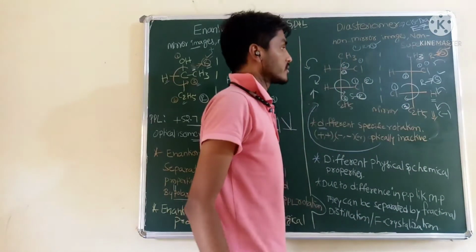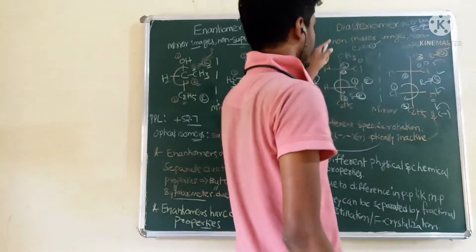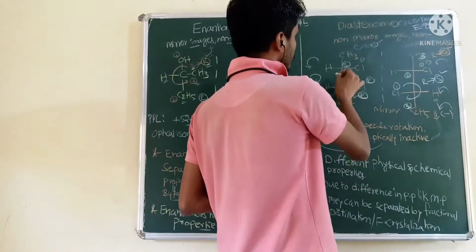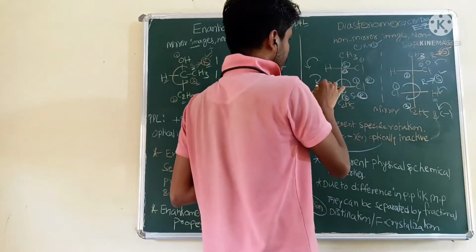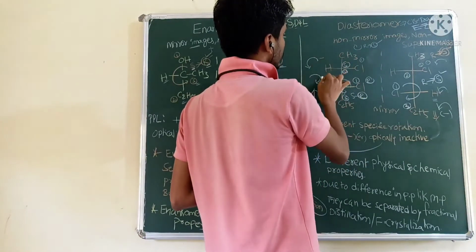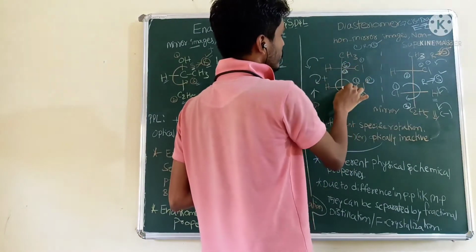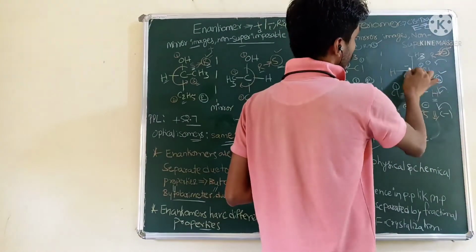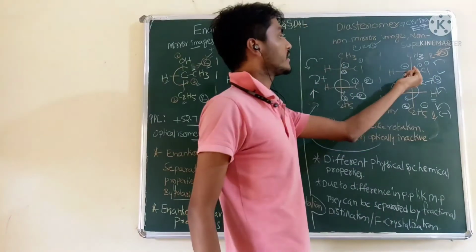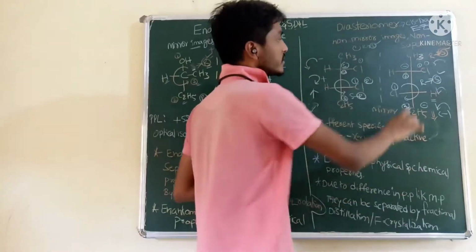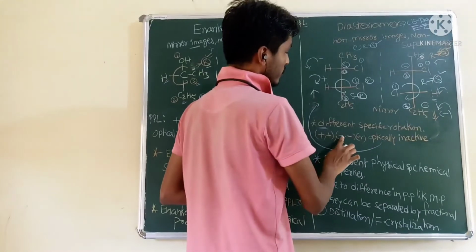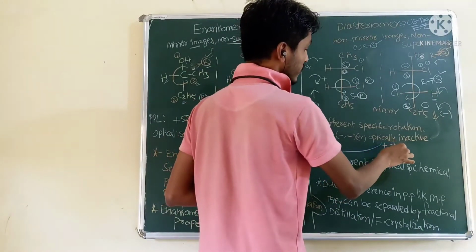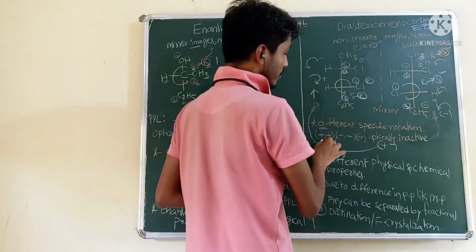So see, different specific rotation. This one has negative, this one has positive. This carbon is negative, this carbon is positive. This carbon is negative, this carbon also negative. Both rotate the light in the left side direction. When negative and positive are there, we can call it optically inactive. They are different in specific rotation.